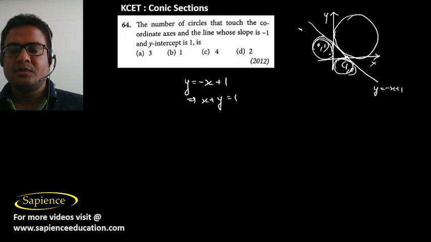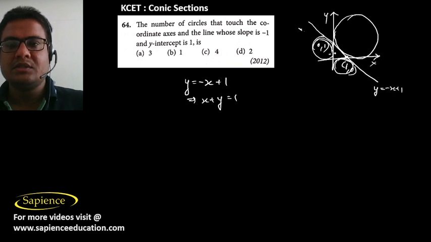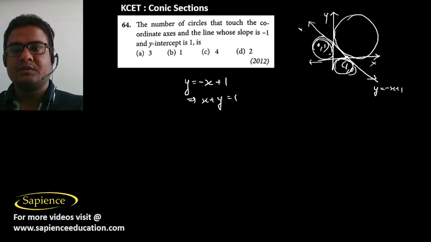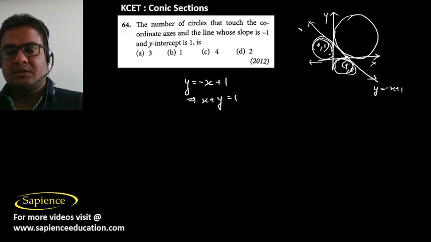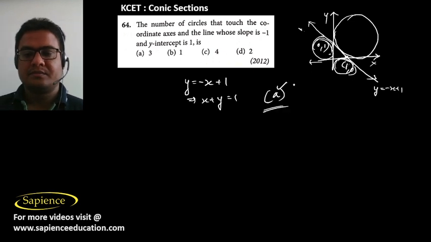So here it means that three such circles are there which will touch the coordinate axes, the x-axis and the y-axis also, and this line which is having slope -1 and y-intercept 1. So three circles are there. So option A is the correct answer.